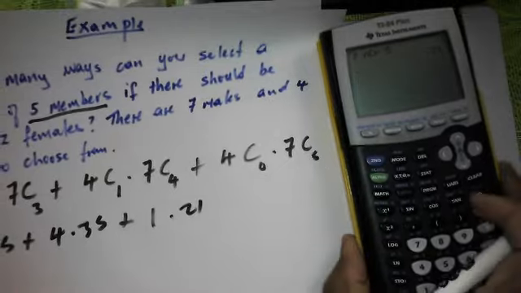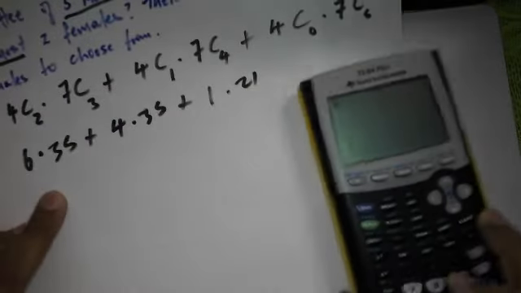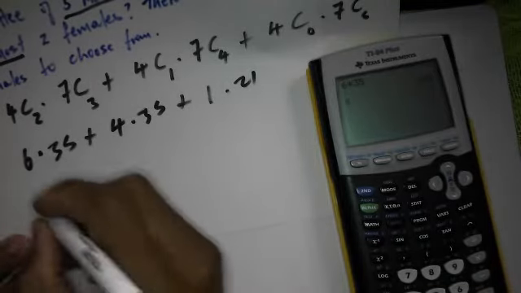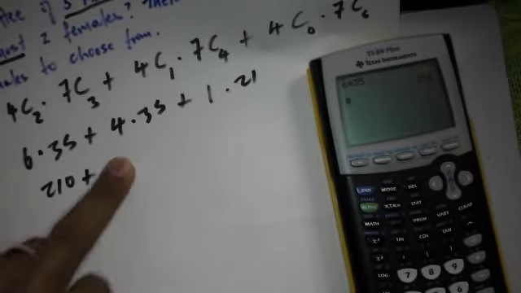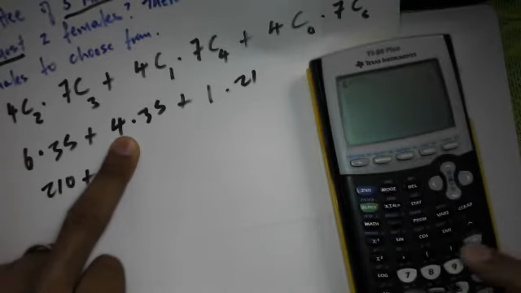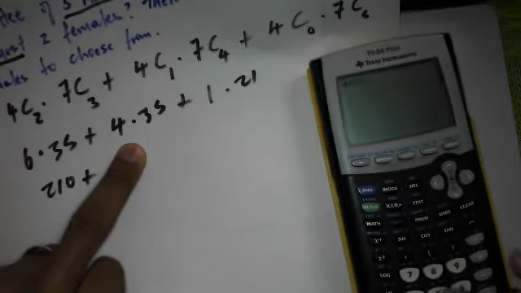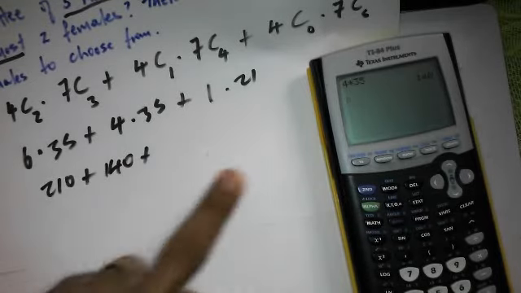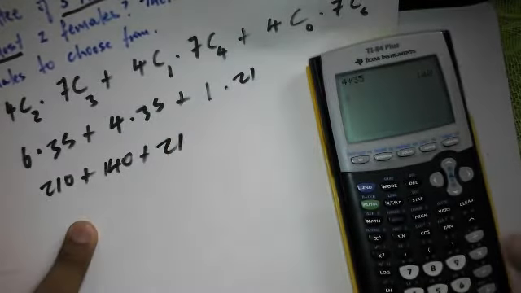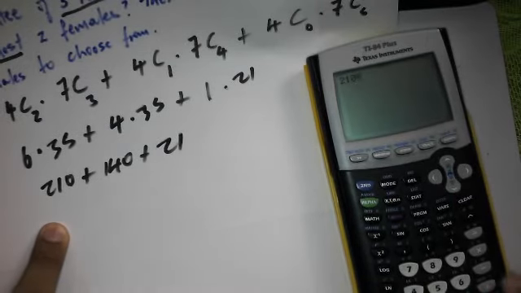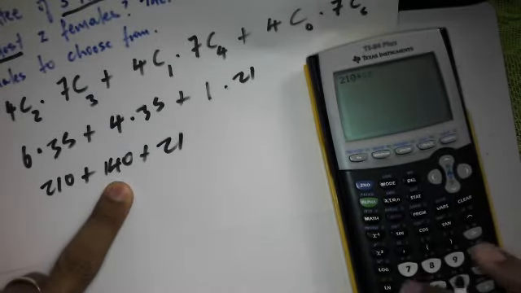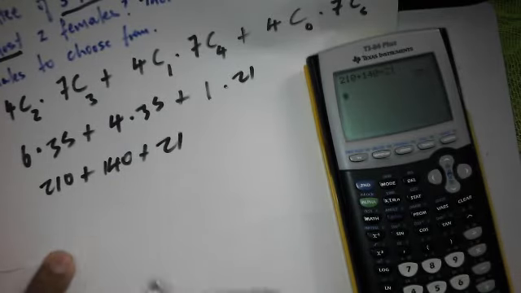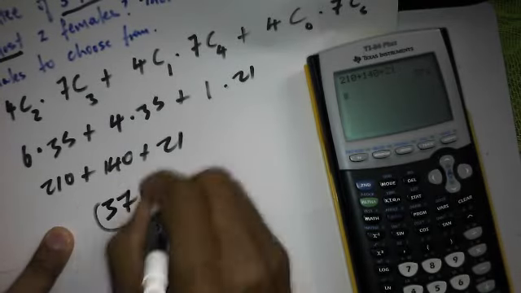So let's see what this works out to. So 6 times 35, that would be 210, plus 4 times 35, that would be 140, plus 1 times 21, that is 21. Okay, so it would be 210 plus 140 plus 21, and that would give us 371. That would be the possible ways.